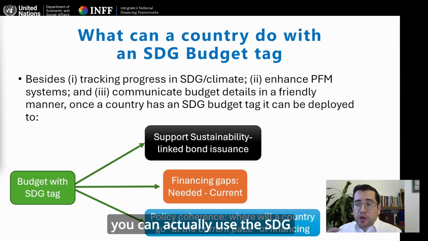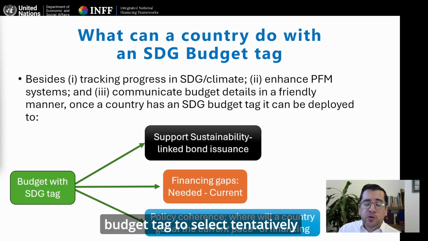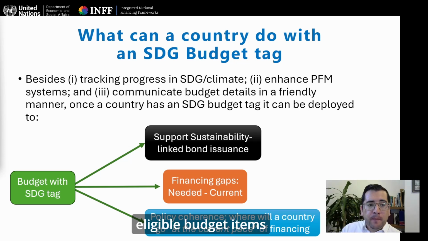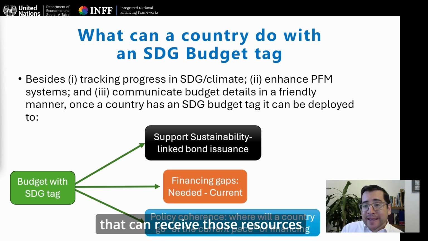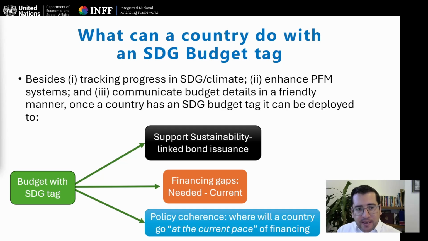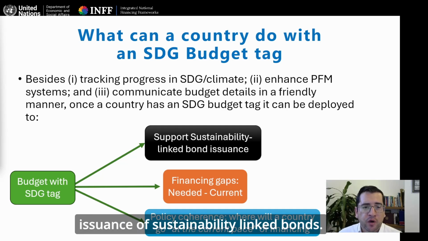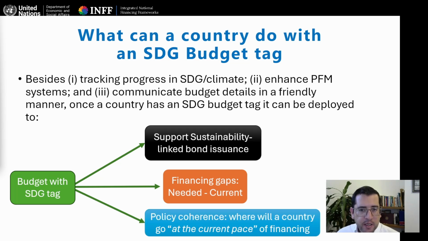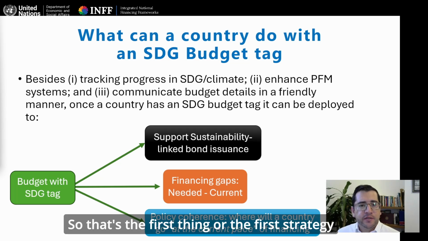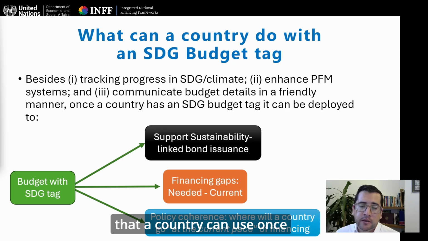So in that case, you can actually use the SDG budget tag to select tentatively eligible budget items that can receive those resources that a country obtains through the issuance of sustainability linked bonds. So that's the first strategy that a country can use once it has an eligibility tag.